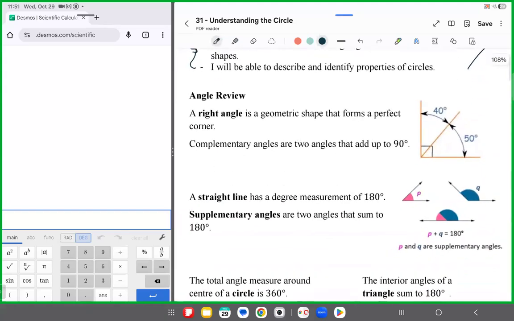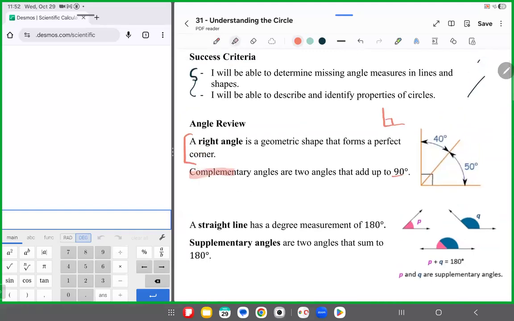So in terms of an angle review, if you've seen this before, great. If not, this will be an excellent review for you. A right angle is a geometric shape that forms a perfect corner. You might see two lines with a little box in the corner. This little box means it's a right angle, and it's 90 degrees. Angles are considered complementary when they both add up to 90 degrees. So consider the example shown in this box.